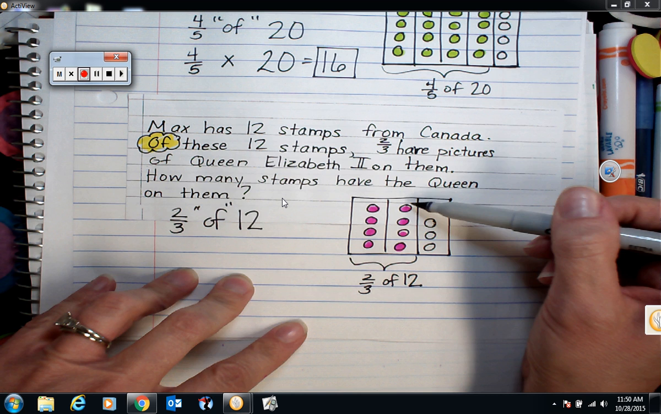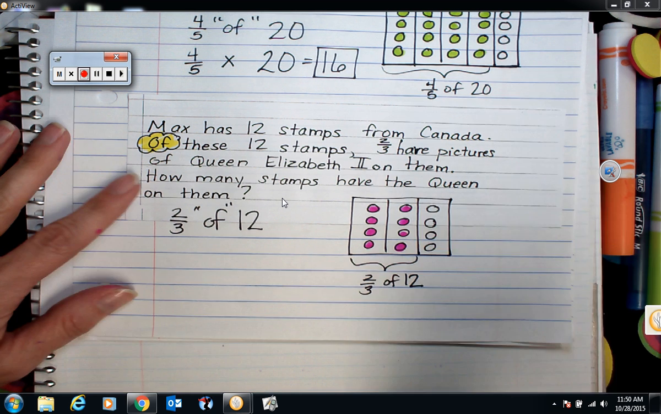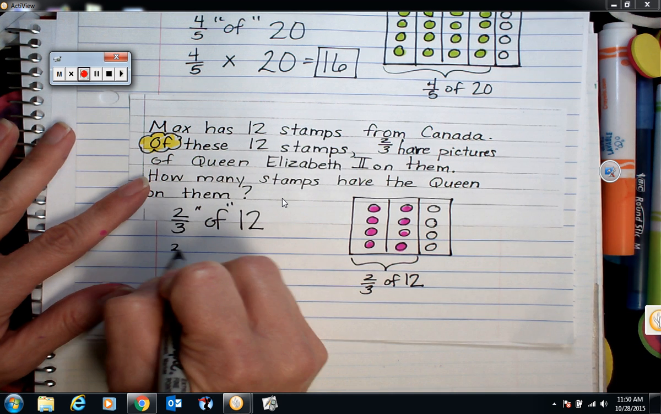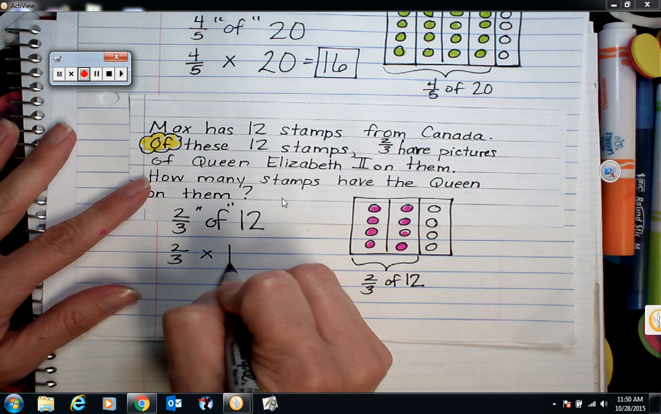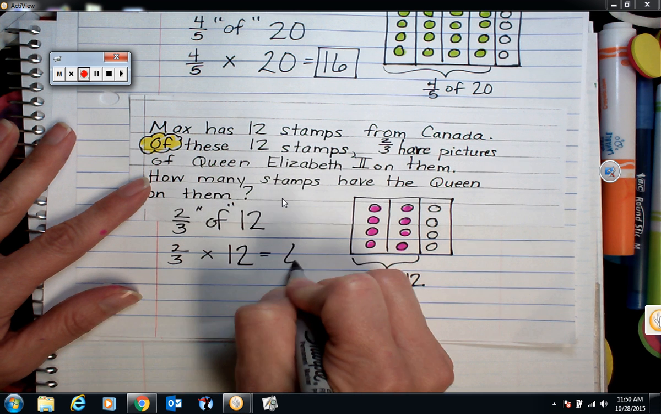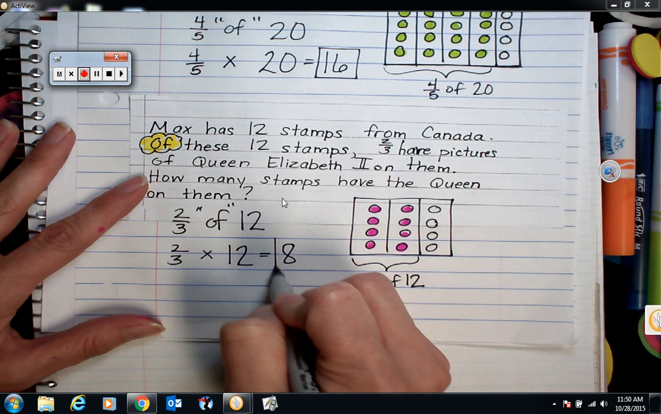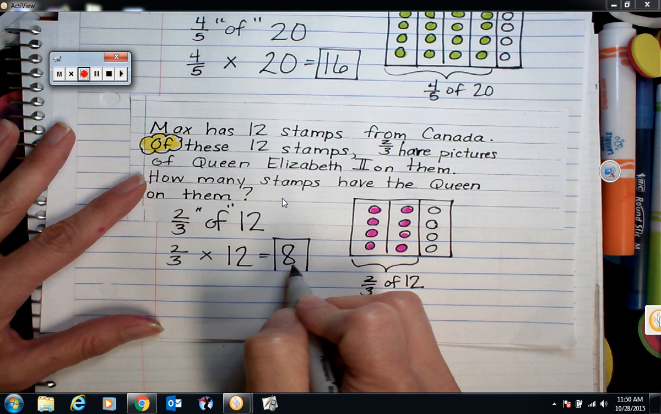So in 2/3 of 12, there are 8 stamps. Because the word of means to multiply, that also means that 2/3 times 12 is equal to 8. And 8 stamps would be my final answer.